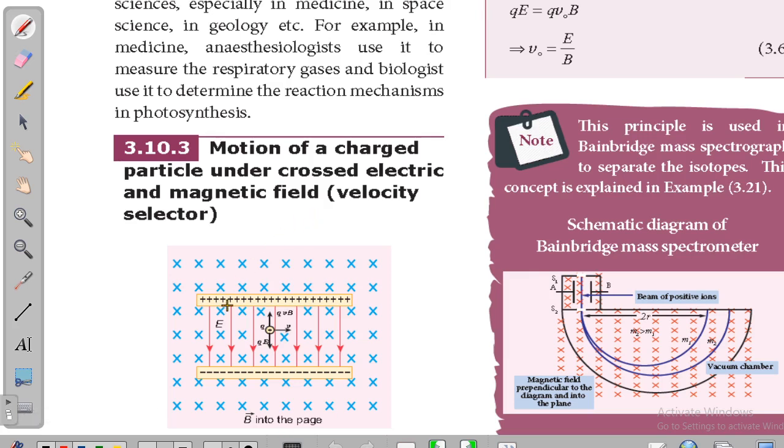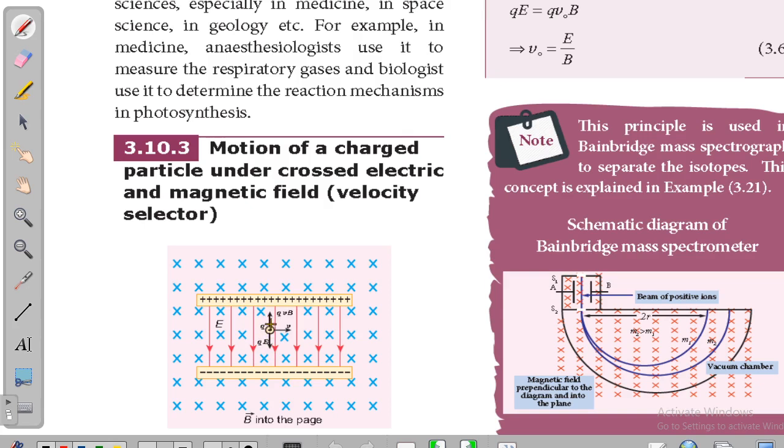Okay, now we are going to discuss the crossed fields. The sky blue color is the magnetic field, which is acting perpendicular to the plane of the paper, also acting inward. Here there are two parallel plates, positive and negative. From the positive plate the electric field lines start and end at the negative plate. Since the charge is positive, the electric force will act in the downward direction.